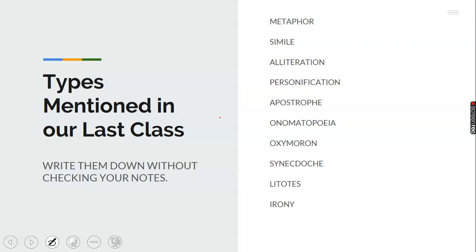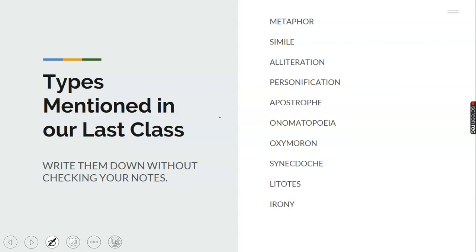Then alliteration. I said alliteration is repetition of first or initial consonant sounds. Where I said some stupid students started smoking since Saturday. So SSS, consonant sound, is being repeated.